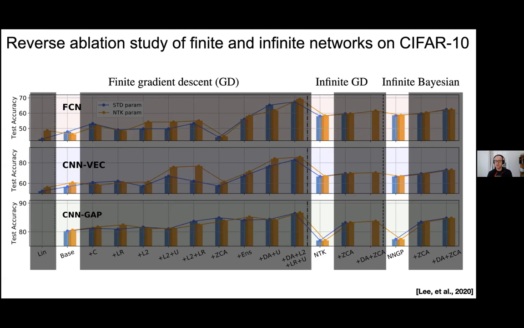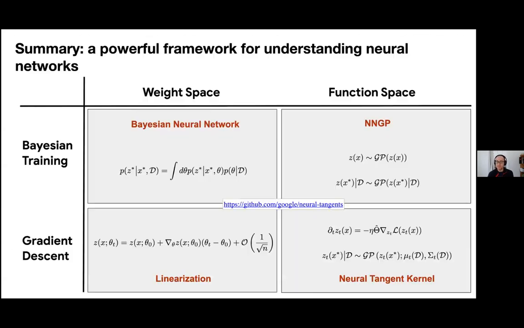But you also find that if you start throwing in all the tricks that people use in practice when they train finite width neural networks, then the finite width neural networks perform better and better and outperform the kernel methods. I think it will be super interesting over the next couple of years to see how far kernel methods can also be pushed as we develop analogous techniques that improve their performance.